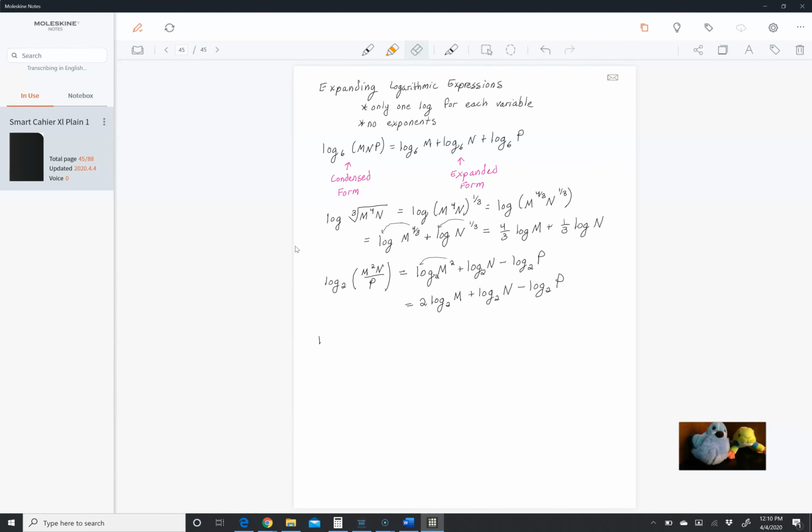Let's say that we have log base 3 of m to the 4th n over p squared q. Okay, so we're going to do this in 2 steps. Let's use the quotient rule first. Let's subtract. So that means that we have log base 3 of m to the 4th n minus log base 3 of p squared q.